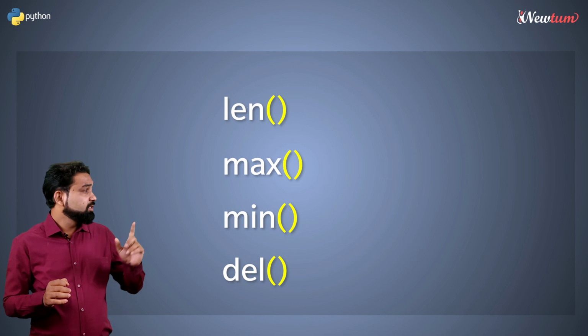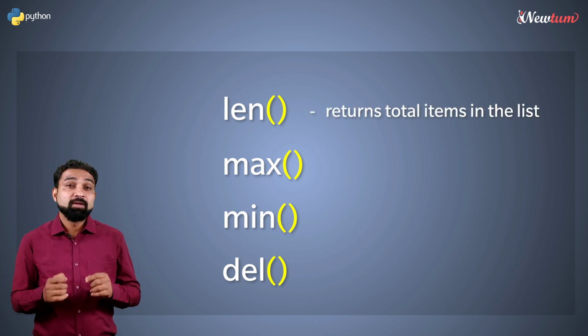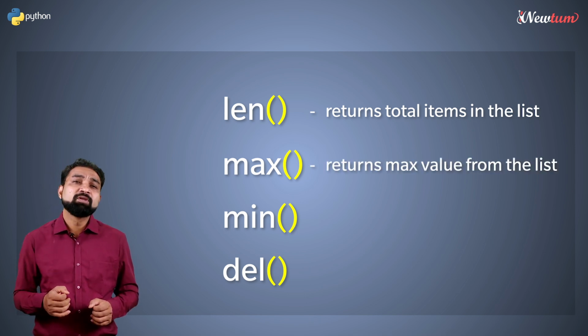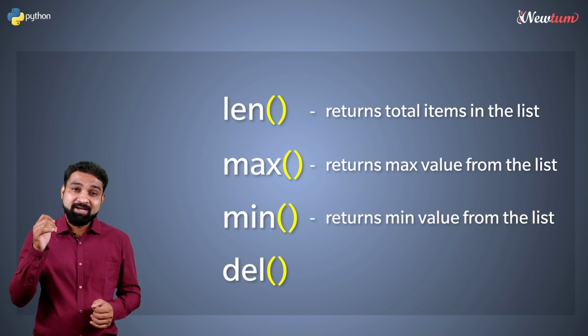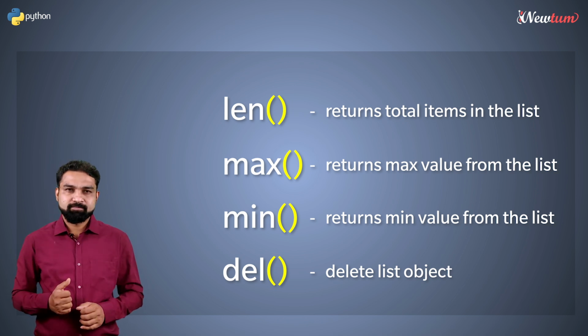As the name suggests, the len function is used to find the count of atoms in the list. Max function is used to find the max value in the list. Similarly, min gives the minimum value of the list and del deletes the list object. Let's study them one by one.